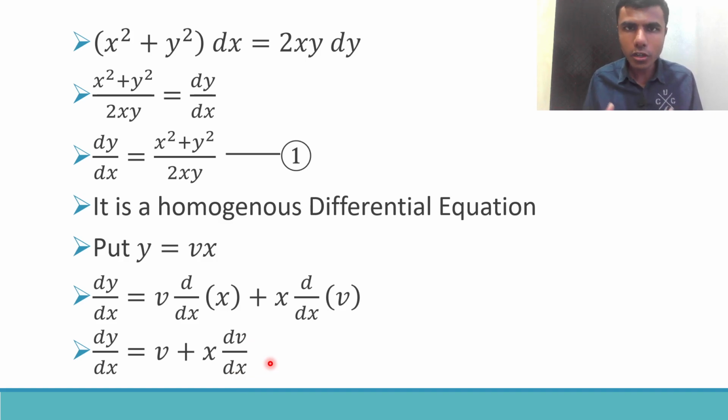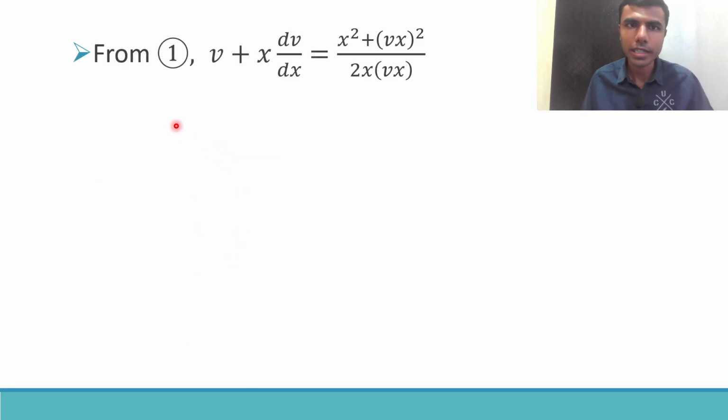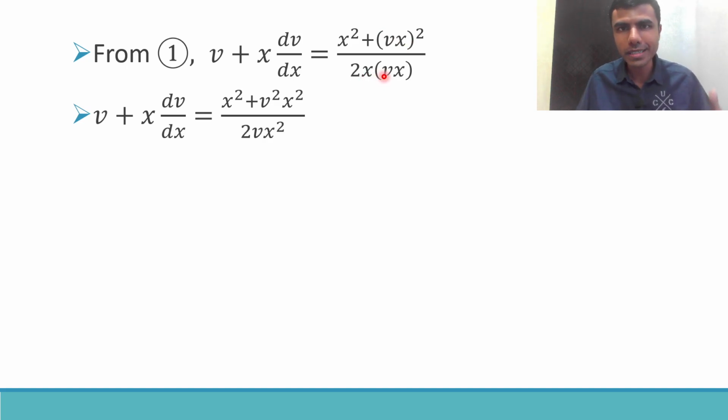Now I'm going to put whatever I have in 1. In place of dy by dx, I'd get v plus x dv by dx, and in place of y, wherever you see y in this equation, just put vx. Now, if I do that, I'd get something like this. Basic simplification: vx whole square is nothing but v square x square, and 2x into vx is 2vx square. This is what I have.